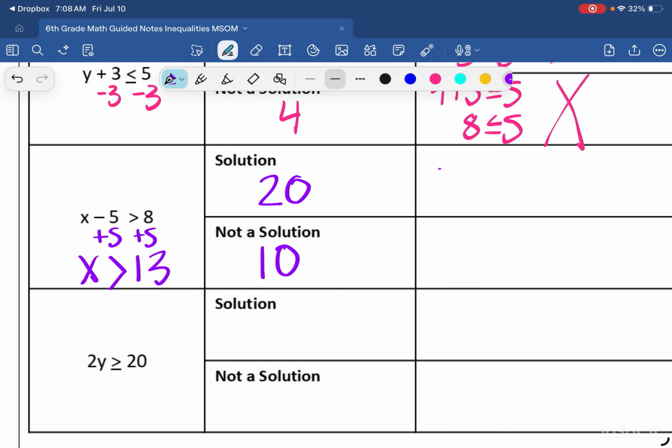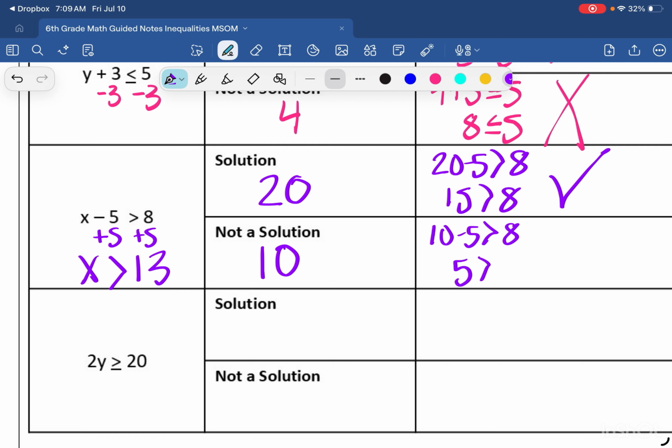Let's show my reasoning by substituting. So 20 minus 5 is greater than 8, which means 15 is greater than 8, and that works. 10 minus 5 is greater than 8, which means 5 is greater than 8, and that is not a solution.